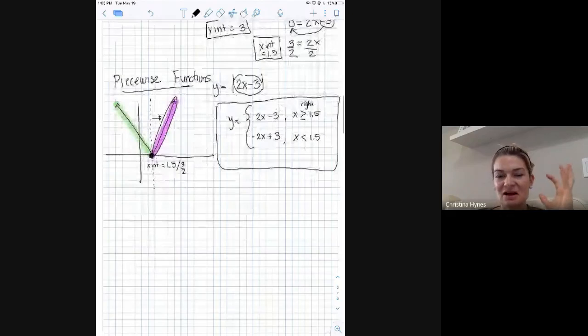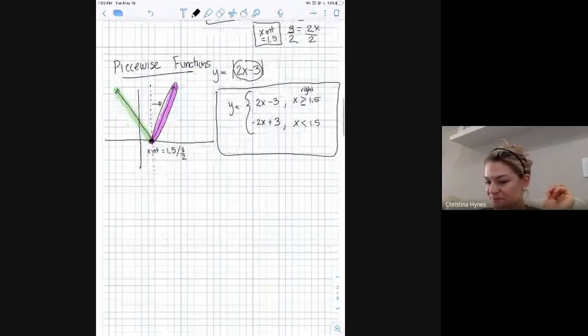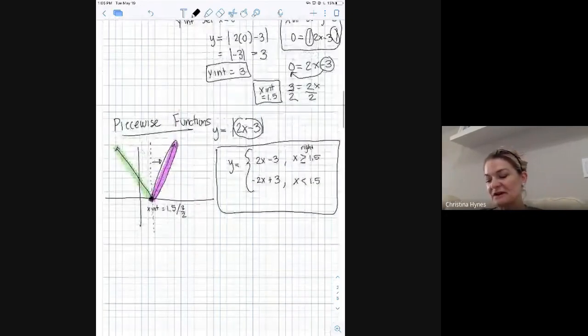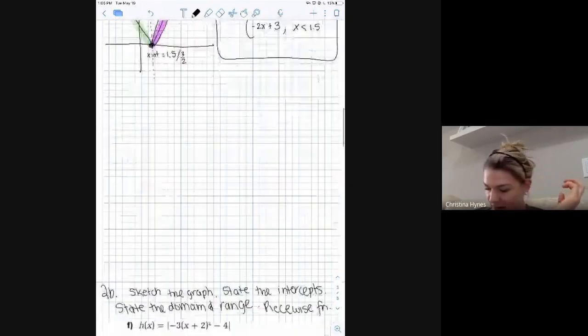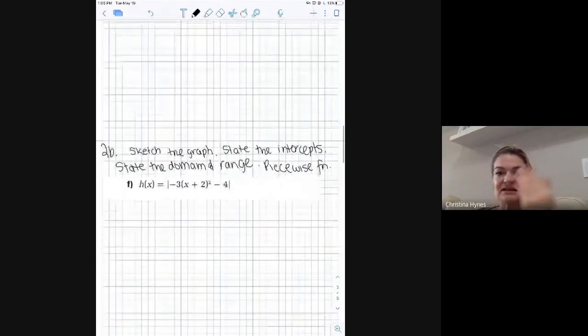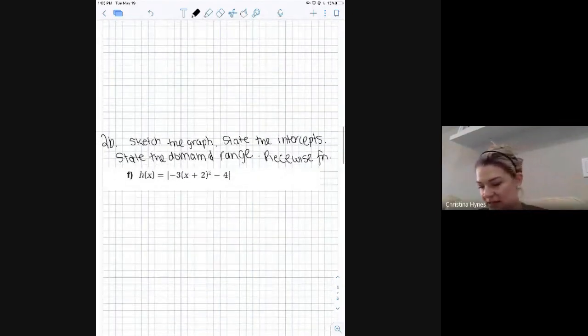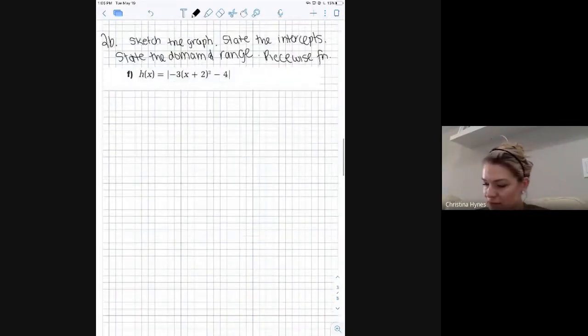So it's a big concept to wrap your head around, okay? So that is the piecewise function for this guy. We will go on to the next question, but you'll see that the same questions will come up again, okay? So step one, we want to graph what this looks like.